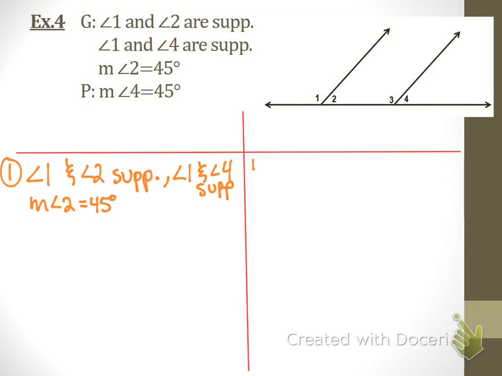Okay, so for step 1, all of that was given to us. Again, if you'd like to list your givens out separate, that's fine. I like to just get them all on there. Step 2. So they told us angles 1 and 2 were supplementary, and also that angles 1 and 4 are supplementary.